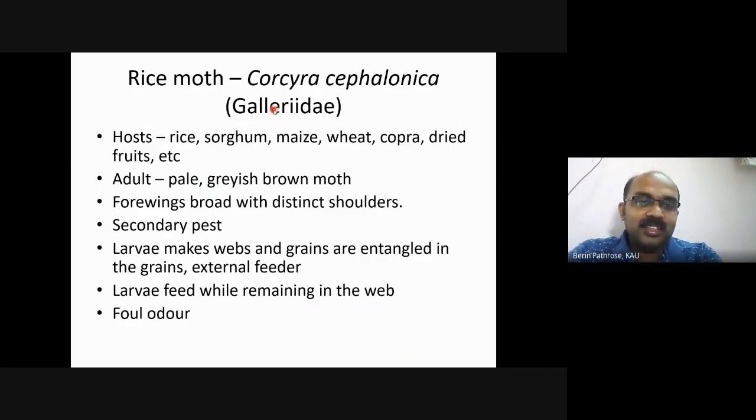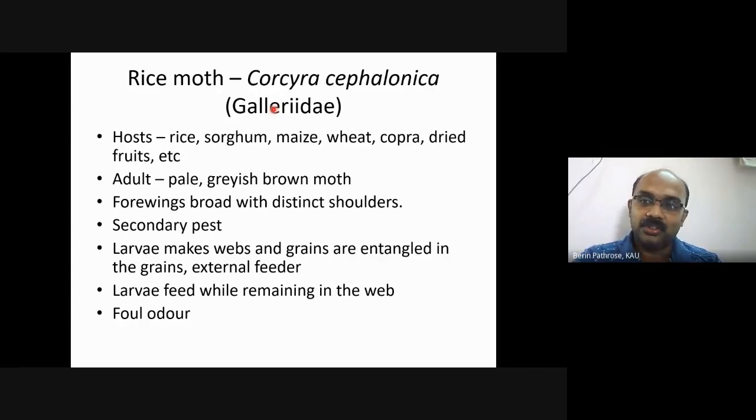Coming to the next one, that is the rice moth. I think at least some of you have seen rice moth because that is usually shown during UG practical class because it is the host for multiplication of Trichogramma. But this is a typical secondary pest. Do you know what is the medium on which Corcyra is reared? Anyone?